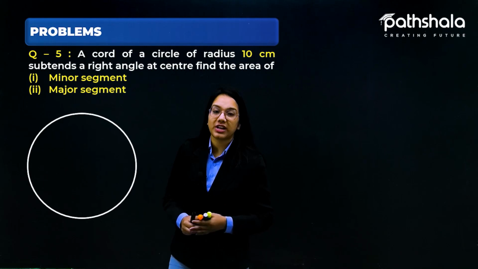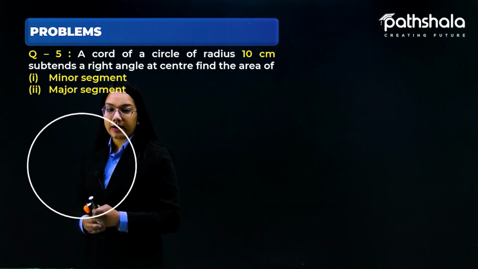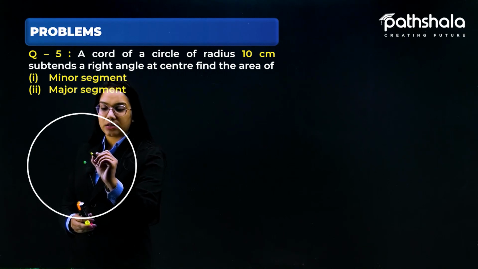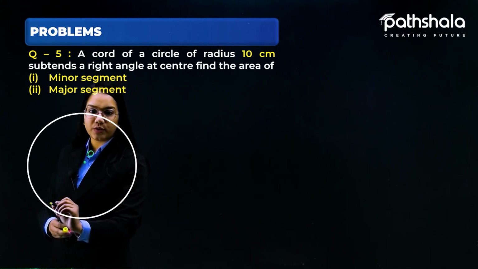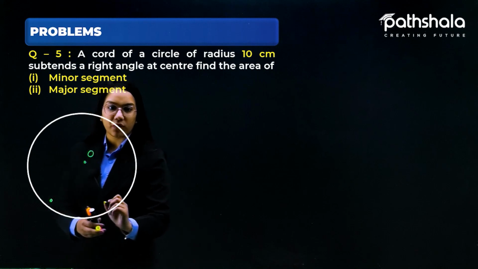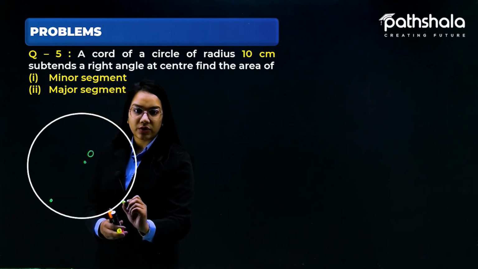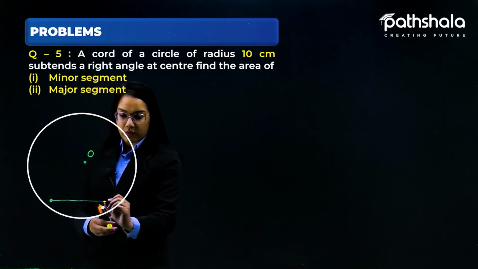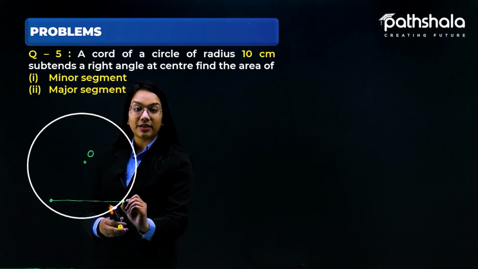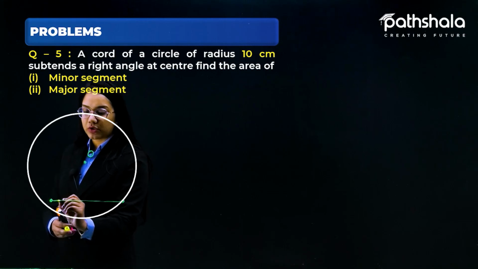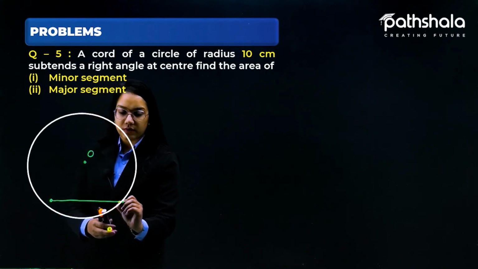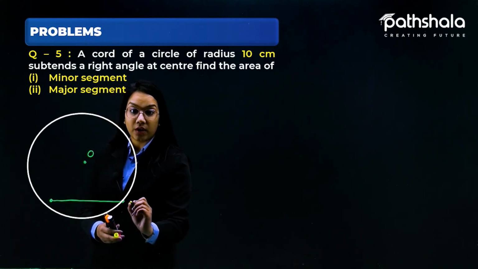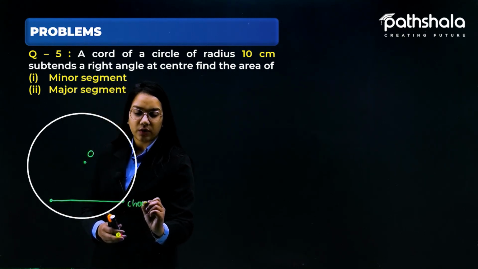So let us suppose I take this particular circle with center O, and let us suppose I take any two points over here and over here. So this is definitely my chord. If I join these points like this, as you can see, this is my chord which is given to us.